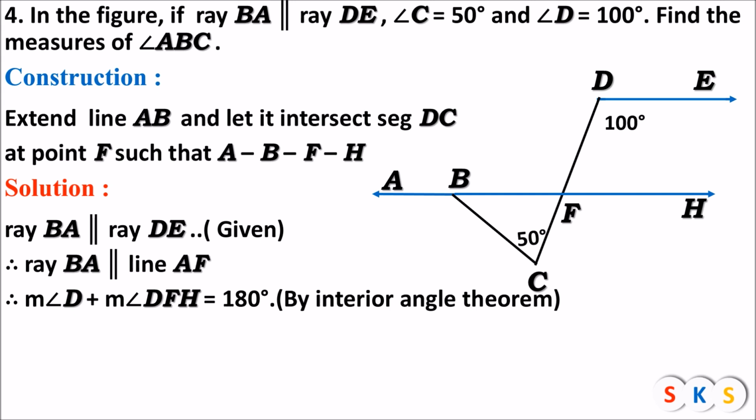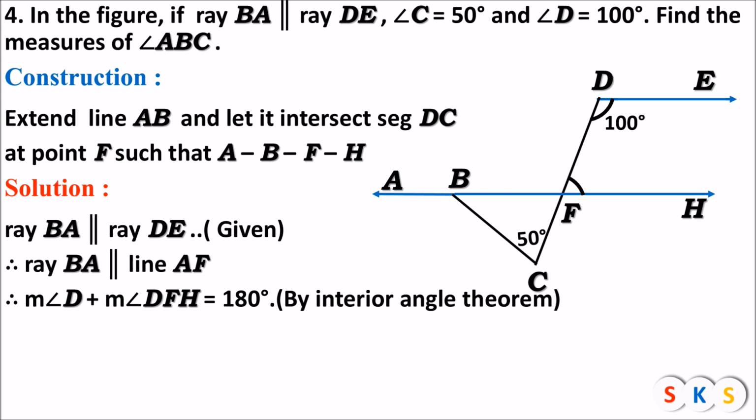Okay, you can see this figure. Can you find angle D and angle DFH? You can see that angle D and angle DFH are interior angles, right? And we know interior angles are supplementary when the lines are parallel. Therefore angle D plus angle DFH equals 180 degrees.